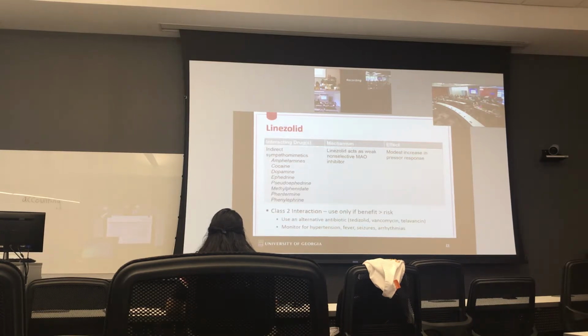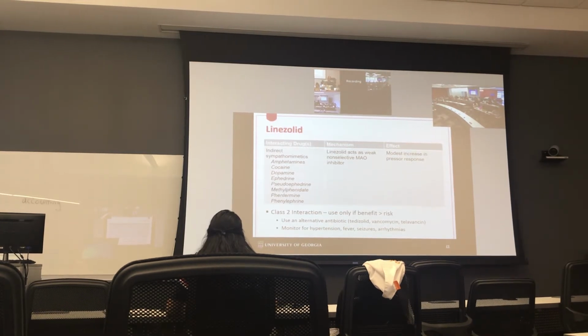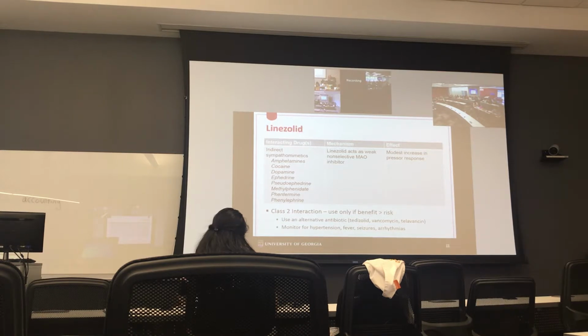Linezolid also interacts with indirect sympathomimetics. So due to the MAO inhibition, this can cause an increase in the pressor response to sympathomimetics. So if we look at our sympathomimetics, all of these agents will raise your blood pressure, and using them in combination with linezolid can result in a little bit higher increase in blood pressure. So it could cause hypertension.